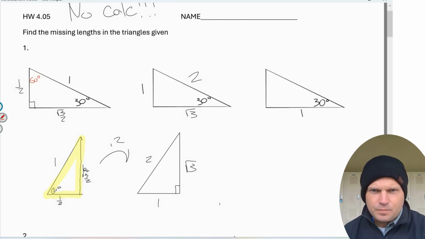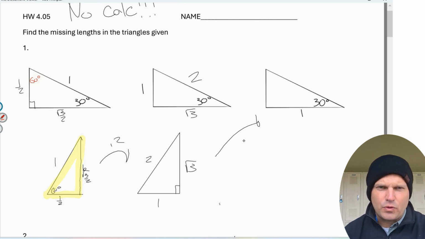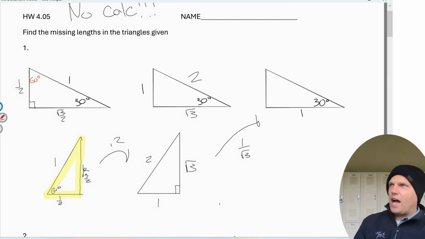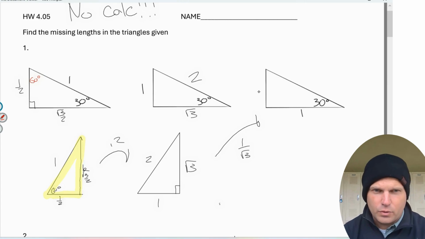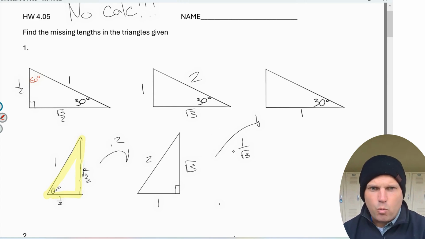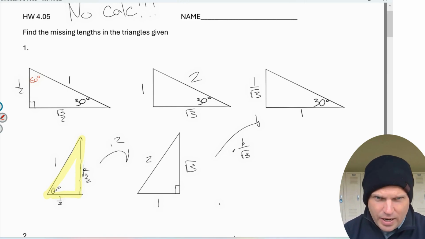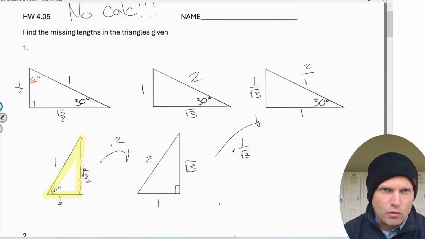And now here's the tricky thing. If this is 1, how do we go from root 3 to 1? You could take 1 and divide it by root 3. We could divide everything by root 3 or multiply everything by 1 over root 3. So I could take 1, multiply 1 by 1 over root 3, I get 1 over root 3. I can take 2 and multiply it by 1 over root 3, and I get 2 over root 3.